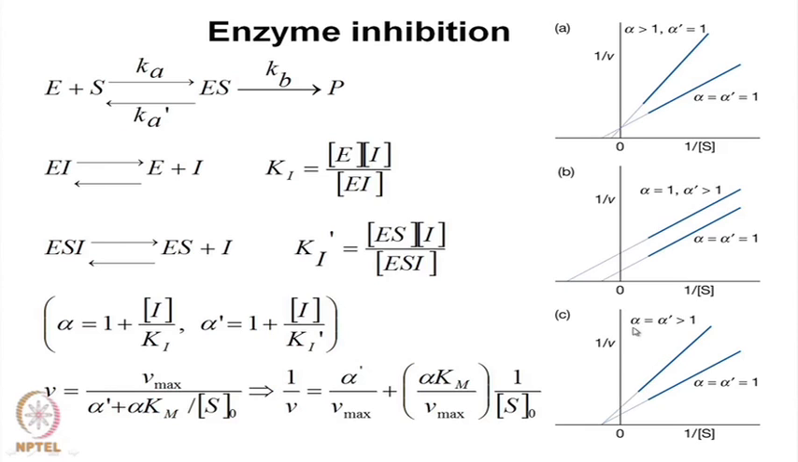The third situation is like this, and you see the difference: for this one the intercept is the same for both curves. We see that these two intercepts are different, and they are also cutting the 1 by S axis at different points. Here also they are cutting at different points. Here the intercepts are different, but they are cutting at the same 1 by S axis point. How this is coming, we will be discussing later on. So, these three situations may be considered.